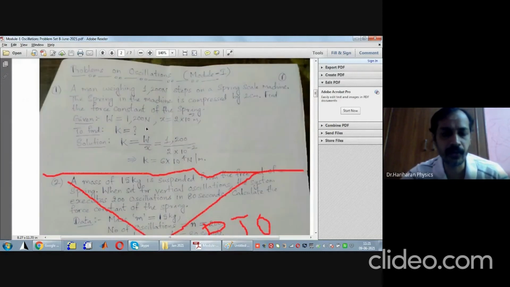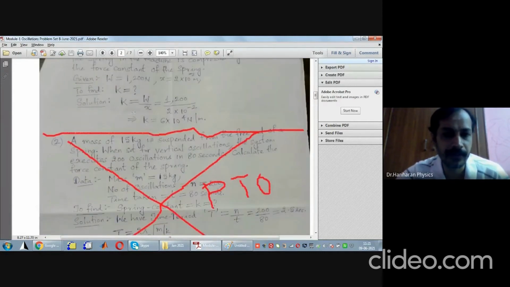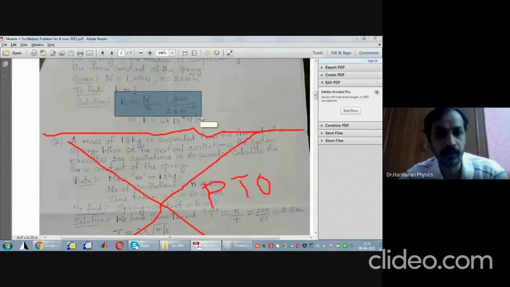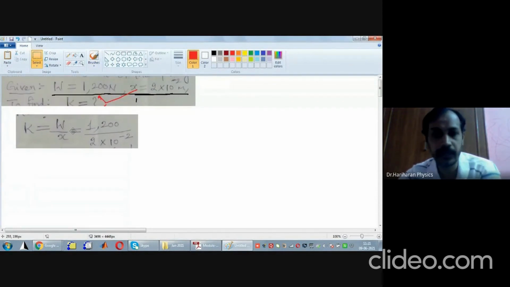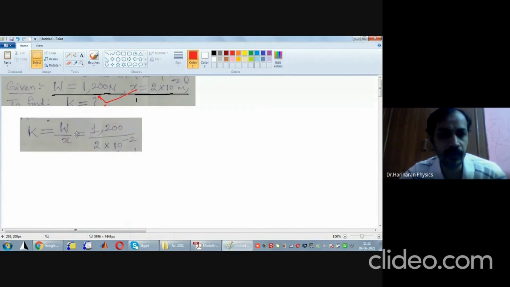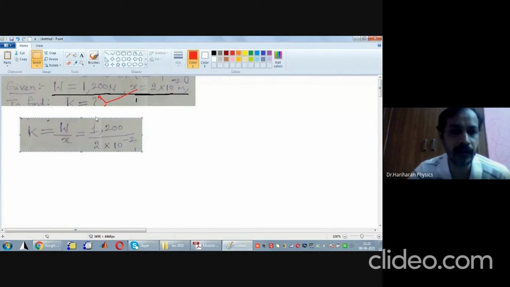Look here. What is the formula for spring constant? It was the first formula: K is equal to W by x. K is equal to W by x. This is the formula for spring constant, and all the values are directly given in SI units.